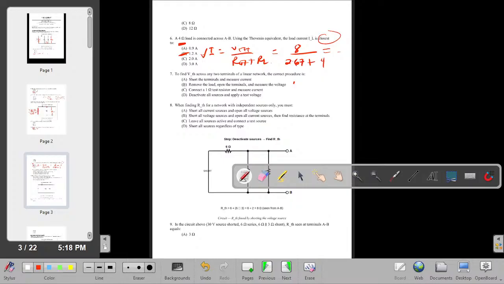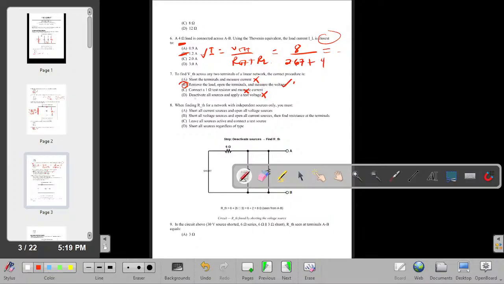Question 7. To find VTH across any two terminals of a linear network, the correct procedure is: A, short the terminals and measure current. Oh no. B, remove the load, open the terminals and measure the voltage. Yes. C, connect 1 ohm test resistor. Oh no. Then we have D, deactivate all sources and apply test voltage. No. Therefore, our answer is what?